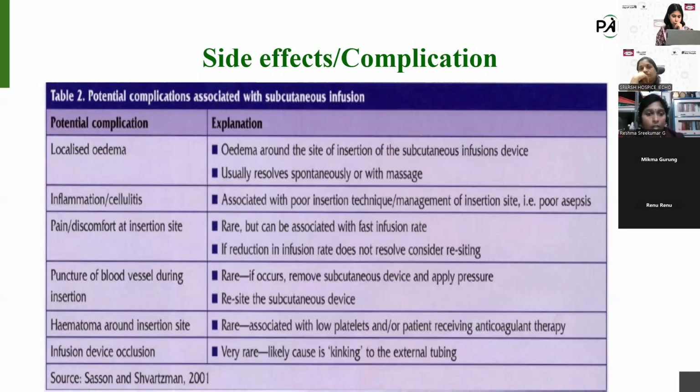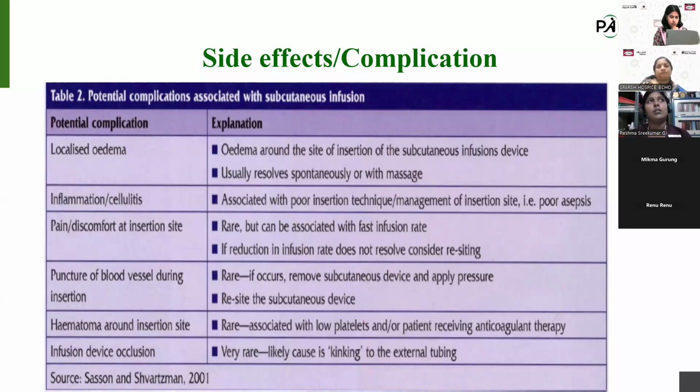There is a chance of localized edema. When you notice a localized edema, you should give a gentle massage. And if we are not maintaining a strict aseptic technique throughout the procedure, there is a chance of inflammation and cellulitis. And if we are administering more than 20 drops per minute, there is a chance of pain and discomfort at the insertion site. At that time, just reduce the infusion rate and watch the patient. If the pain still persists, then look for another site.